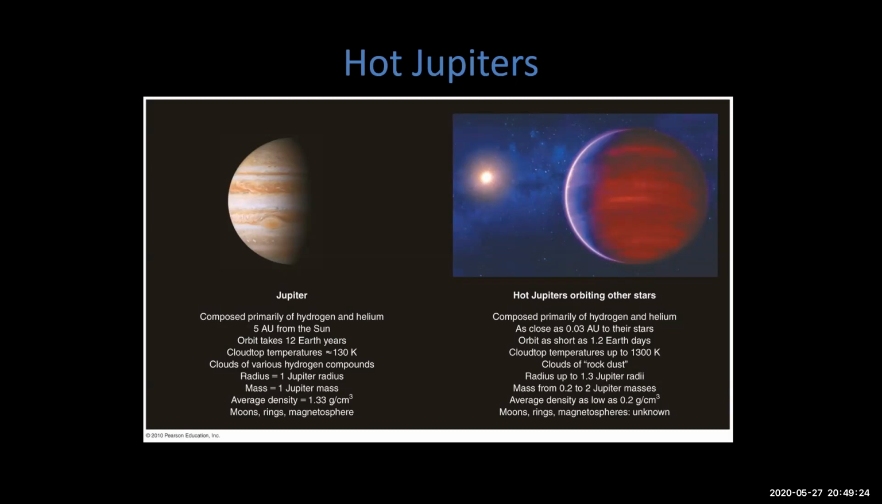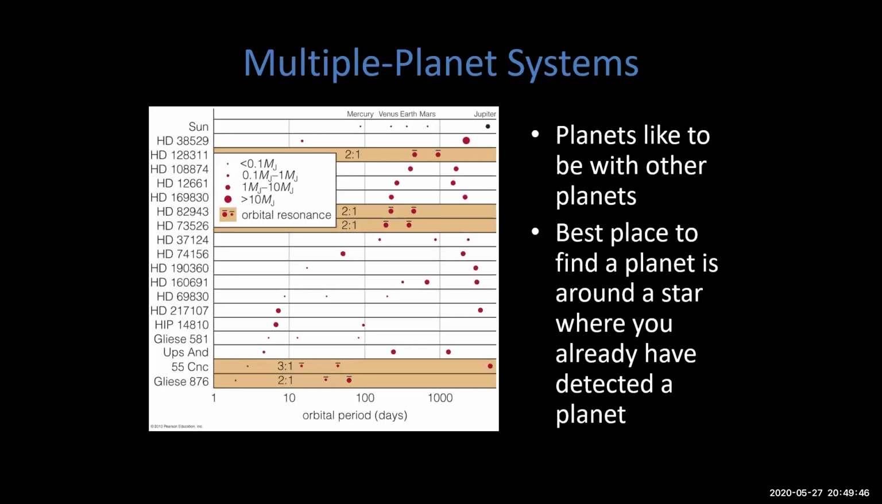So what this means is that for all the hot Jupiters that are out there, none of them formed where we see them today, which means they moved. So how did they move? Why did they move? What's going on there? We'll come back to that again.